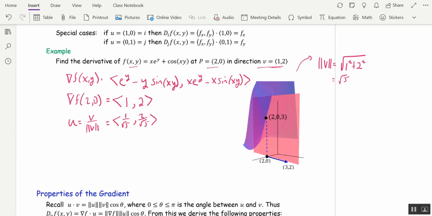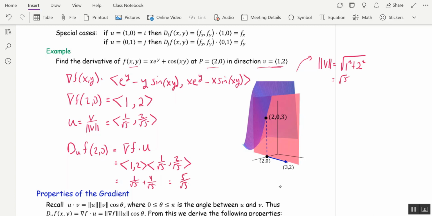All right, and then finally, the notation for the directional derivative is this. It's D sub u of f at p, which is 2, 0. So that's the directional derivative of f at p in the direction of u, and we just want del f dot u. Del f at p was 1, 2. U was 1 over root 5, 2 over root 5. So when we dot, we get 1 over root 5 plus 4 over root 5, which is 5 over root 5, and that's simply just root 5.